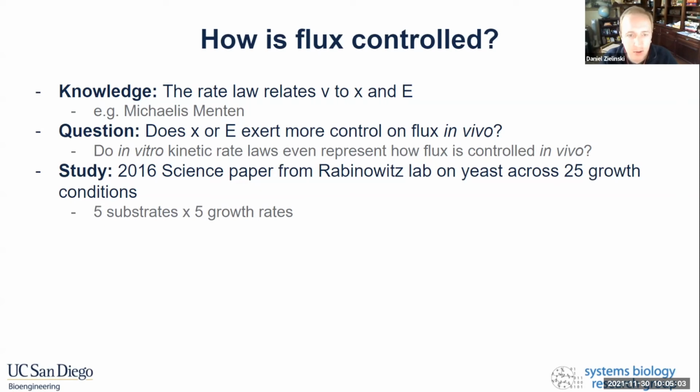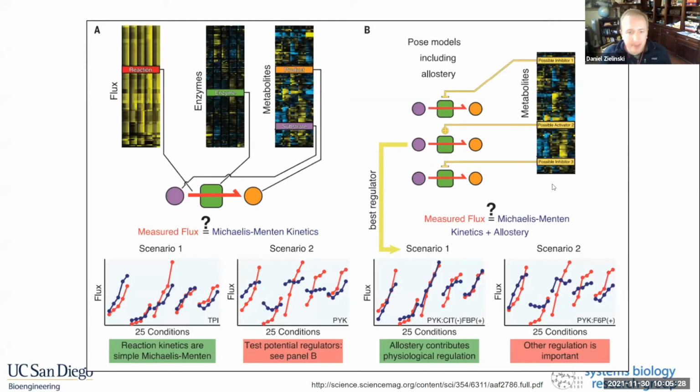Maybe everything we're doing in vitro is completely irrelevant, right? And so one of the first studies to do a really nice controlled experiment was this 2016 Science paper from Josh Rabinowitz's lab at Princeton. They did this in yeast, and they did a study across 25 growth conditions, specifically 5 substrates at 5 different controlled growth rates in a chemostat, okay? So let's take a look at their setup.